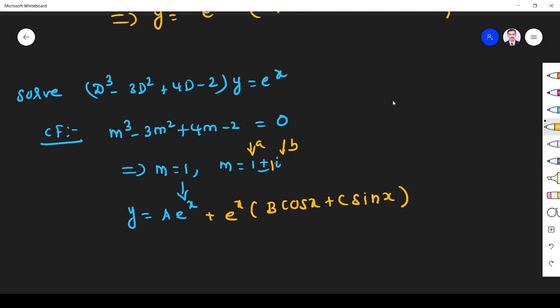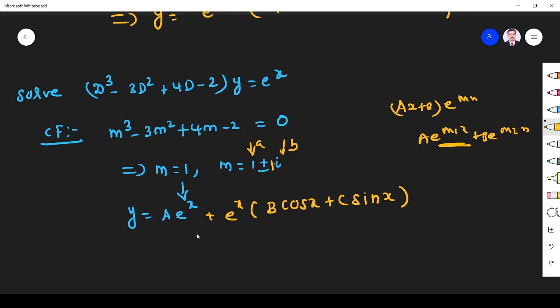So for this, it is only one root. If you have two different roots, what is the formula? For two different roots, we write a e power m1x plus b e power m2x. So you use this. This is our complementary function.